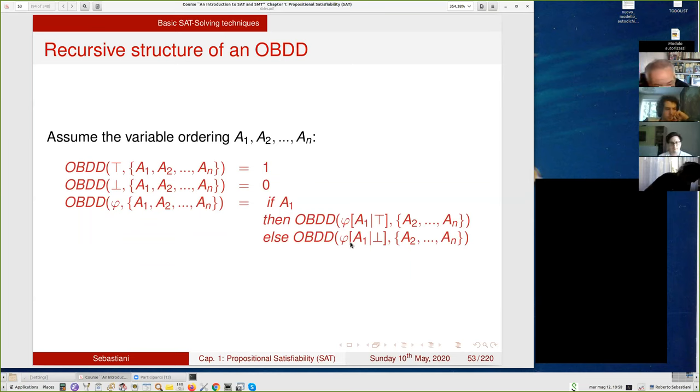And the OBDD of a formula given an ordering A1 and A2, if it's neither one nor zero, is an if-then-else, in which you have if A1, the first variable, then the left branch goes to the OBDD of the formula phi in which you have substituted all instances of A1 with true. Of course, during this substitution A1 is eliminated, so it is the OBDD built with all the other variables. Otherwise, you have an OBDD of phi in which A1 is false. So that is the right branch.